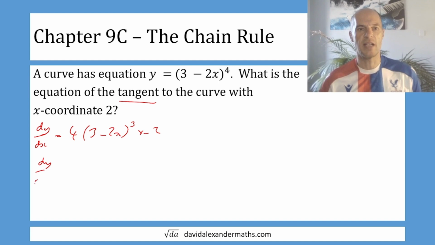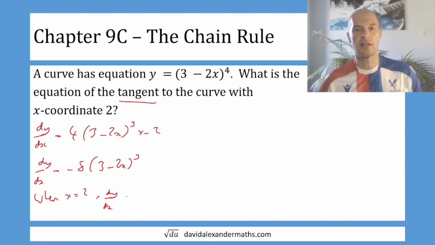So dy by dx is negative 8 lots of (3 take away 2x) cubed. Now when x is 2, then dy by dx is going to be negative 8 times (3 take away 2 times by 2) all cubed. Now 2 times 2 is 4, 3 take away 4 is negative 1, negative 1 cubed is negative 1, and negative 1 times negative 8 is positive 8. So the gradient is 8.